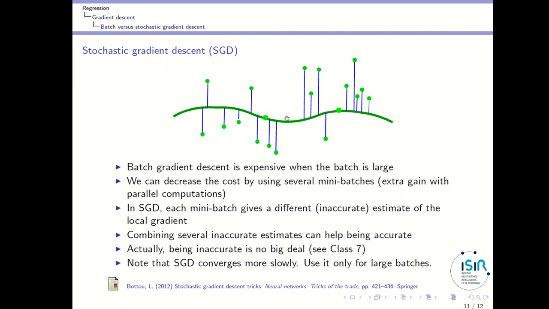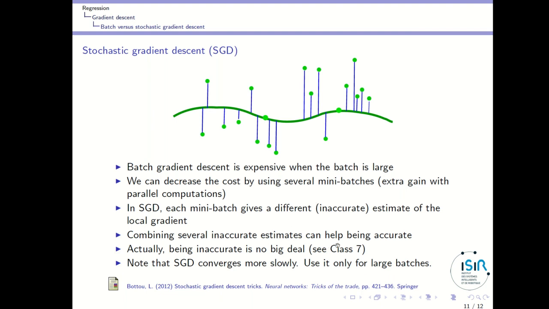One point which is very important is that batch gradient descent is expensive when the batch is very large. And we can decrease the cost by using several mini batches. In particular, this is interesting when you can perform the computations in parallel. And this is exactly what stochastic gradient descent does. Each mini batch will give a different estimate of the local gradient, so you get some estimate which is rather inaccurate. This is why there is some noise in your gradient descent. But if you combine these several inaccurate estimates, then finally you will get as accurate as if you were using the large batch immediately.